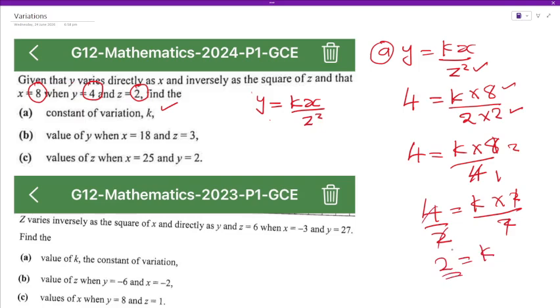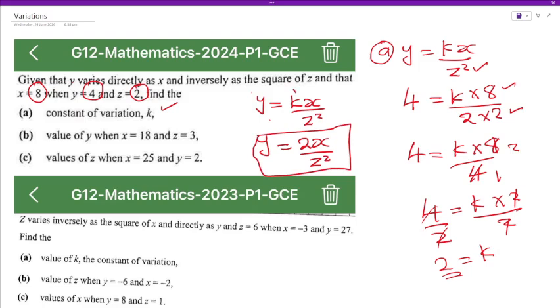Once you find the value of K, you can now go back to your formula, this one right there. Where there is K, you now plug in the value for K. So I'm going to say Y is equal to 2X over Z squared. This is now our formula which we are going to use for the rest of the question.